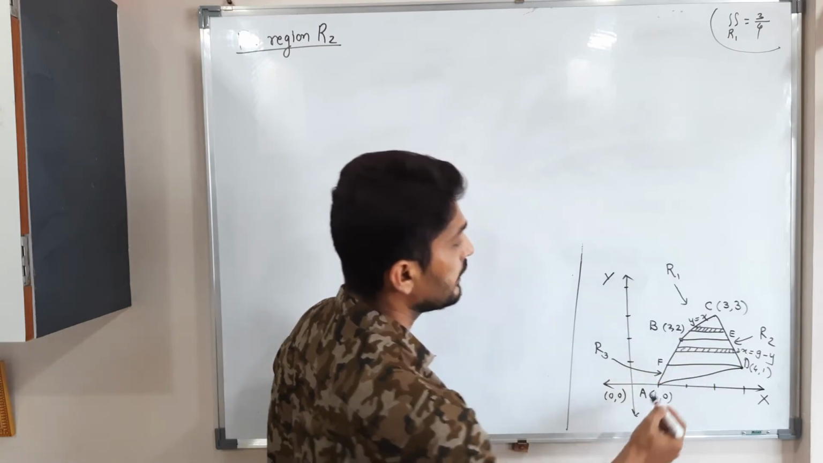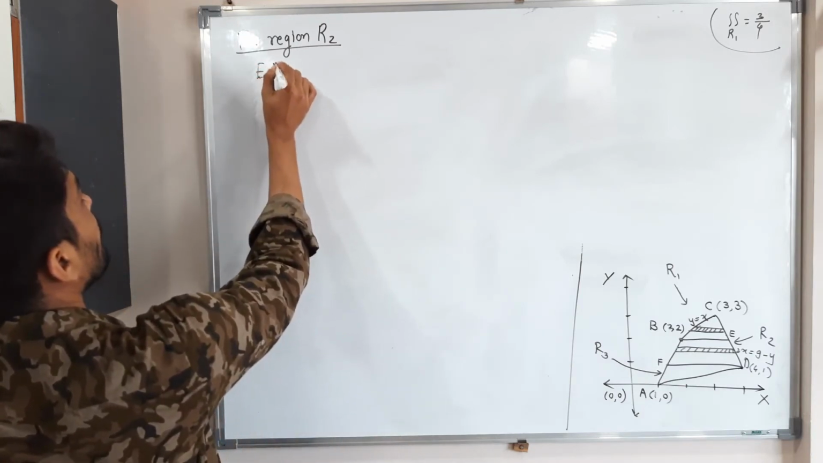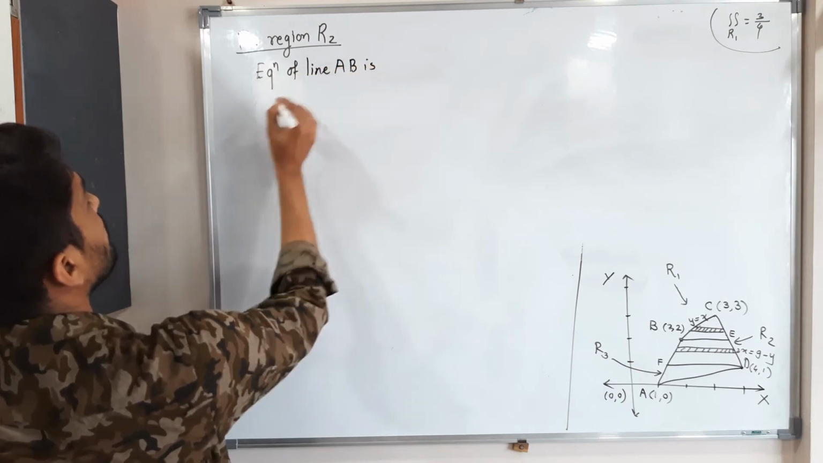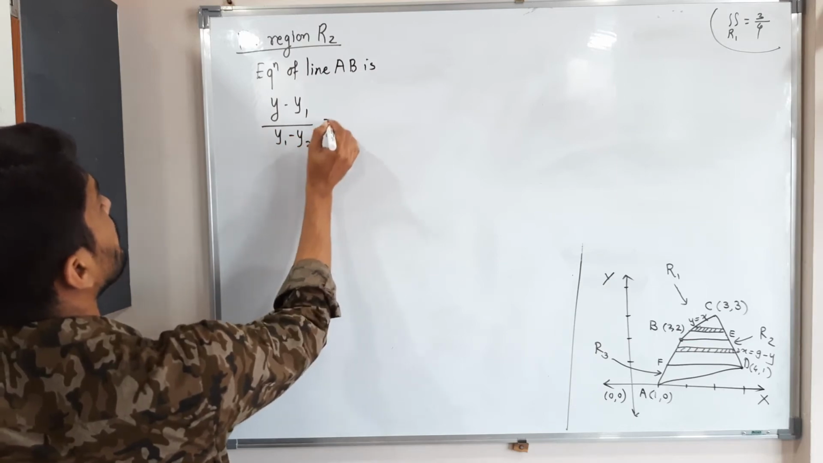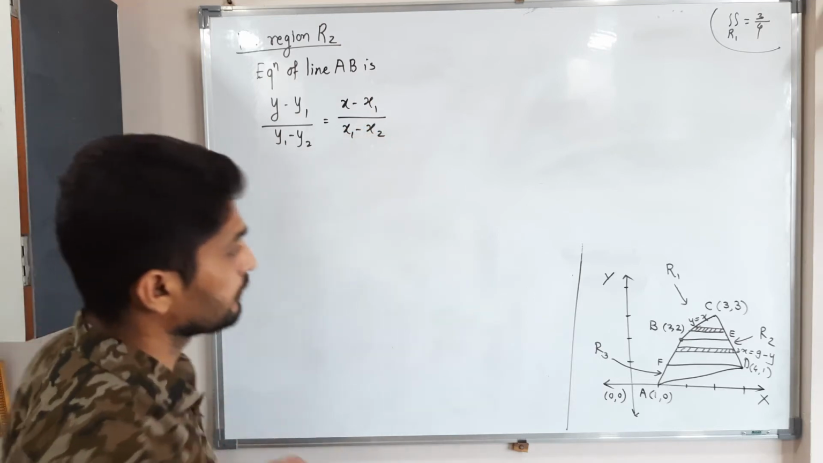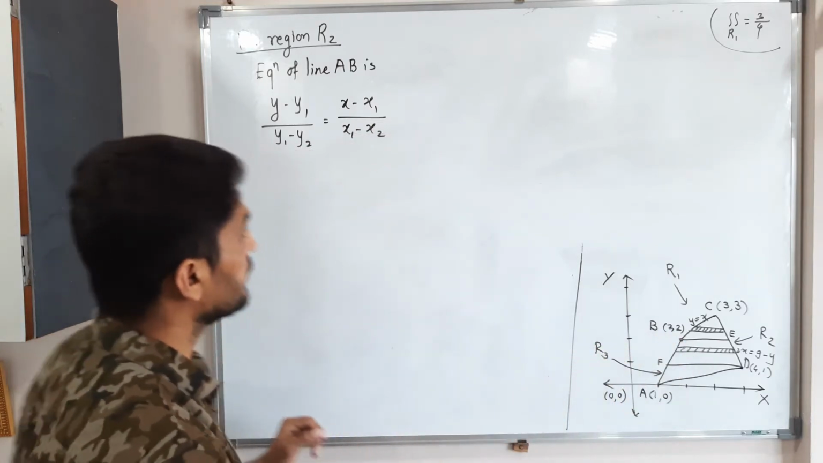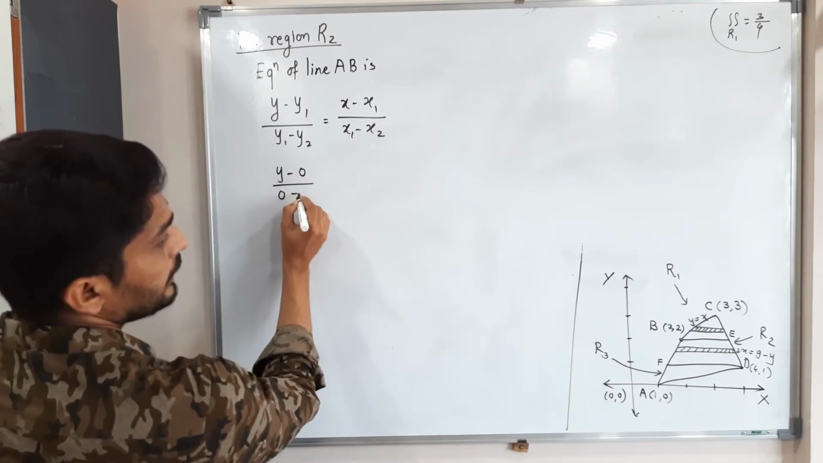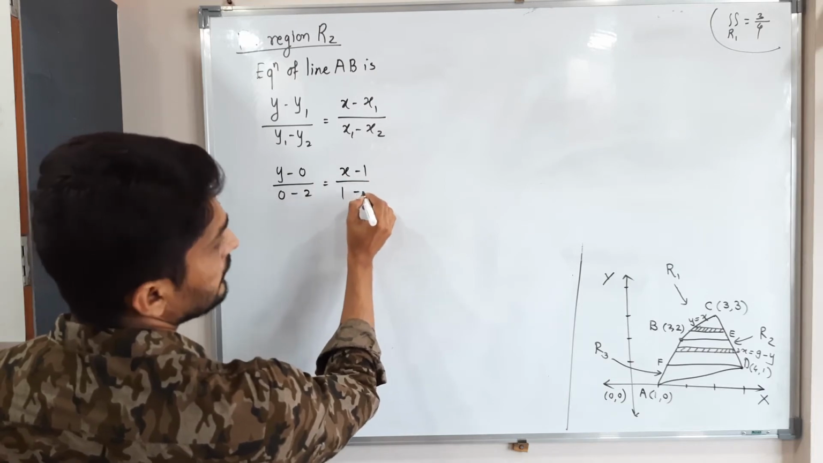So first of all, I will find the equation of line AB. You know the formula: (y minus y1) upon (y1 minus y2) is equal to (x minus x1) upon (x1 minus x2). We'll consider this is x1, y1 and this is x2, y2. Let us put the values. y minus y1, which is 0, upon 0 minus y2, which is 2. x minus x1, which is 1, upon 1 minus x2, which is 2.